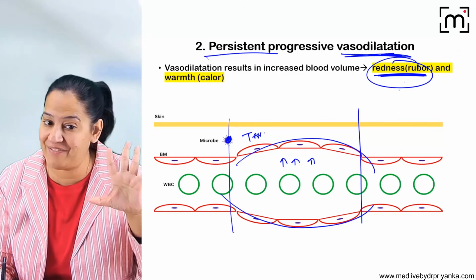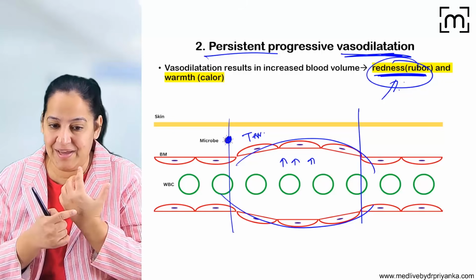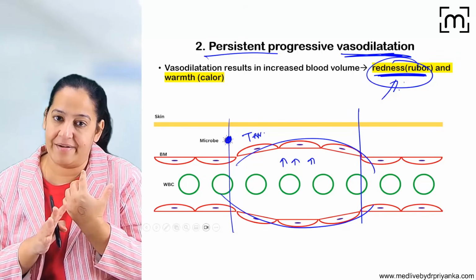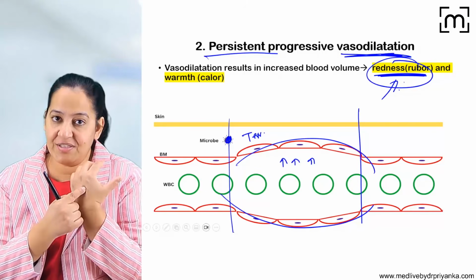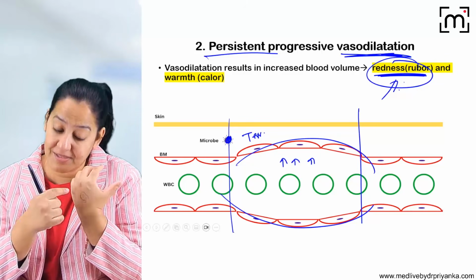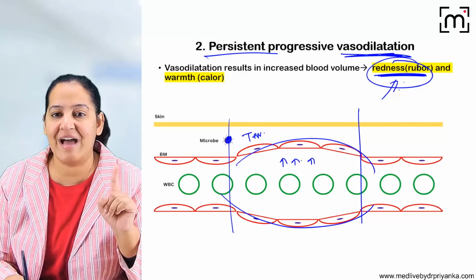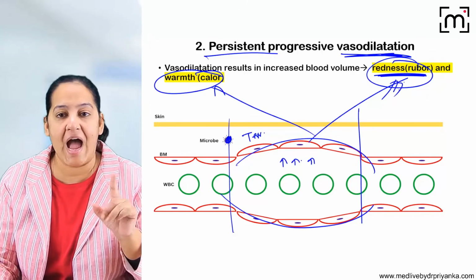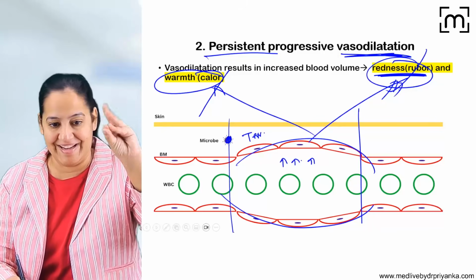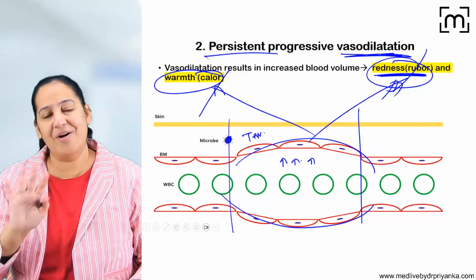Rubor is there. Now I told you 5 cardinal signs. One of them is redness. So here redness is explained. It will remain red. And if I touch this area, it is warmer as compared to the surrounding area because it is having more blood. So because it is having more blood, it is red and warm. I mean the Rubor and Calor is explained. Out of the 5, 2 are explained because of this step.